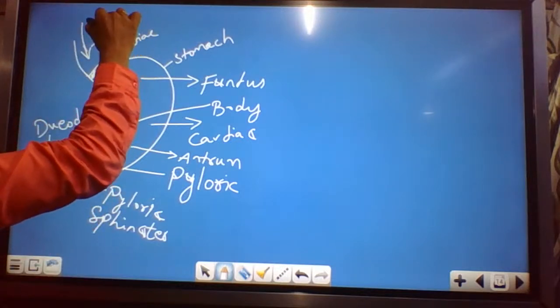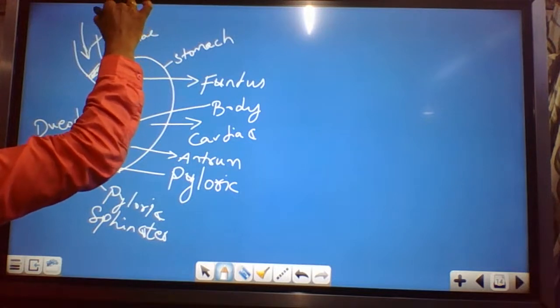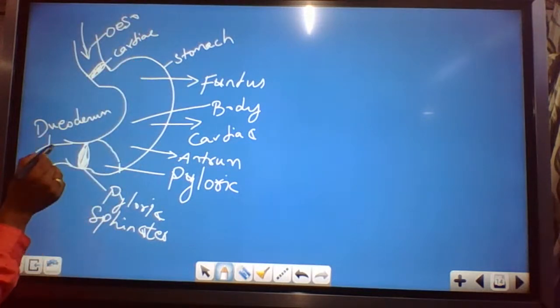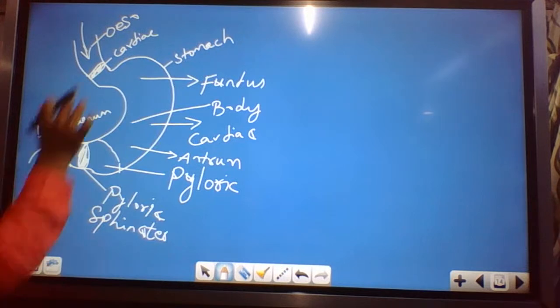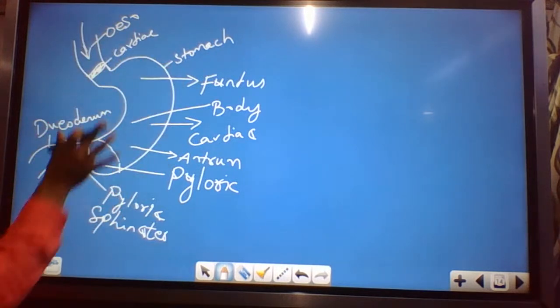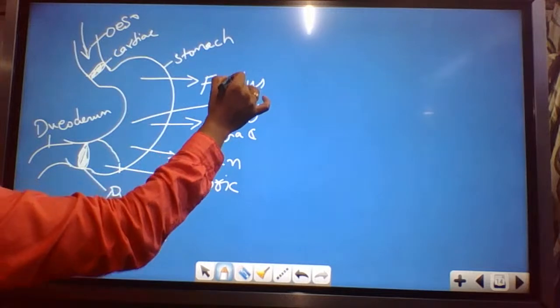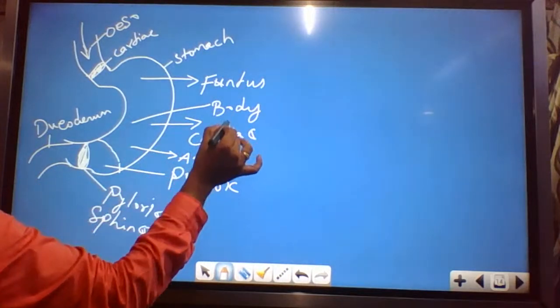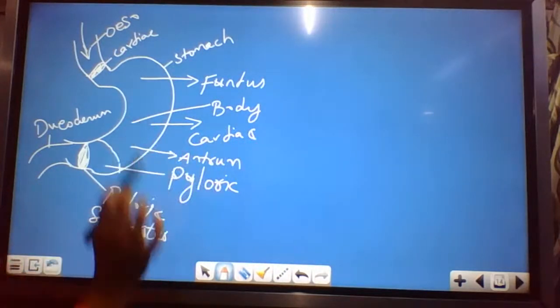So beginning this part you could see the esophagus, and then the stomach, which is continued by the duodenum. In between you could see the stomach. The stomach consists of parts like the fundus, the body, the cardiac, the pyloric region, and the antrum.